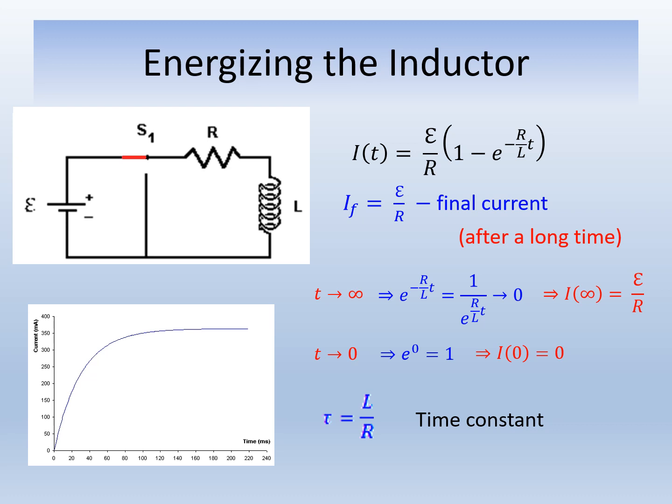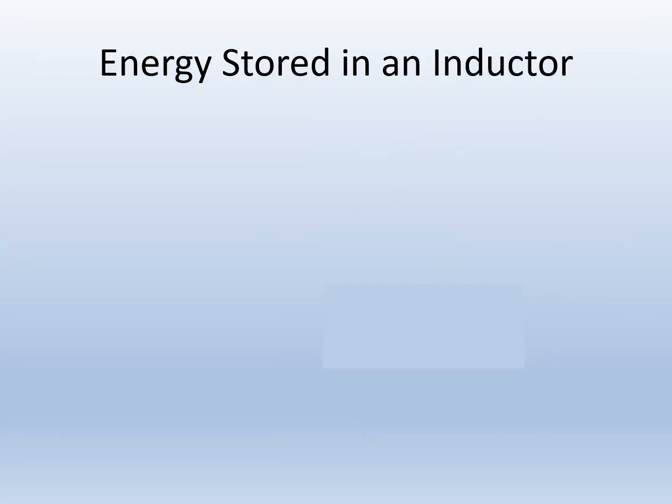So incorporating the time constant tau and the final current I_F, we can write the current expression as I at any given time equals I final times (1 minus e to the power of minus t over tau). Here we are trying to derive an expression for the energy stored in an inductor, and that is the potential energy stored in the magnetic field inside the inductor.